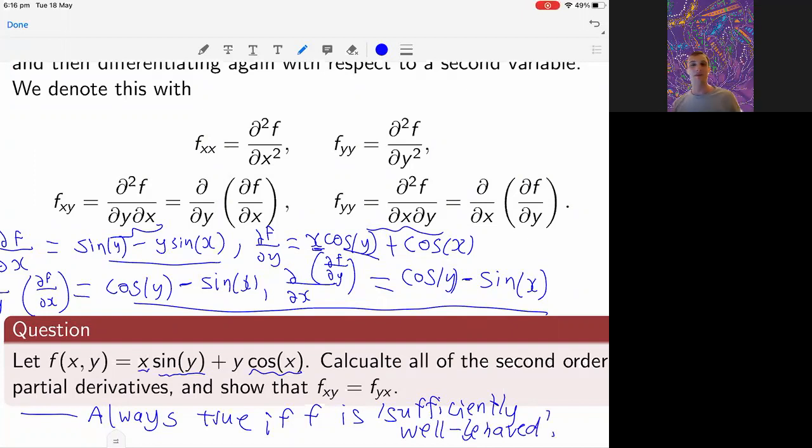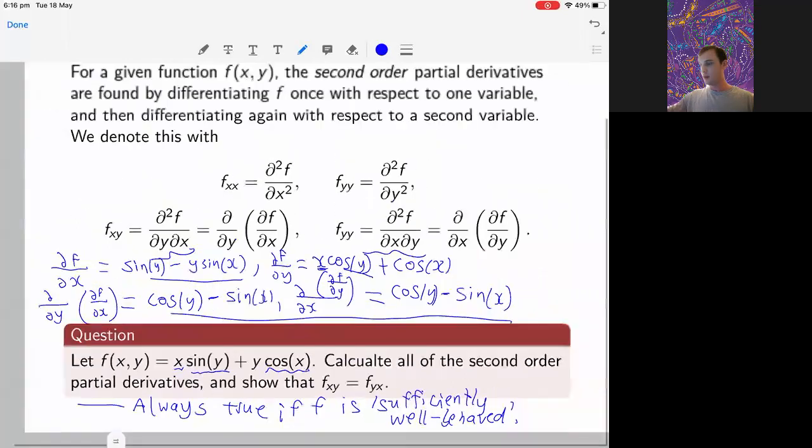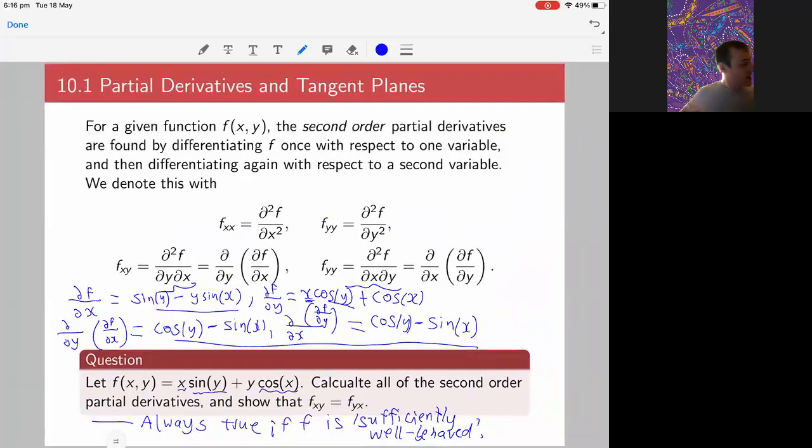I imagine you might be getting sick of me saying the term "sufficiently well behaved" without providing more context. There is more context, but unless we specifically design a function to trick you, most of the functions that you'll come across in this course will be sufficiently well behaved. So, for example, this is true for all polynomials.